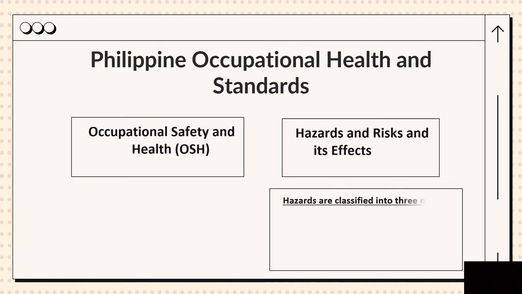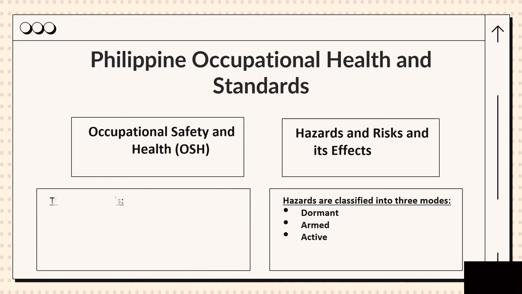Okay, next. So hazards are classified into three modes. Okay, dormant, armed, and active. So yan yung tatlong hazard na yan. Okay, next. Types of hazard: biological, chemical, mechanical, physical, and ergonomic.